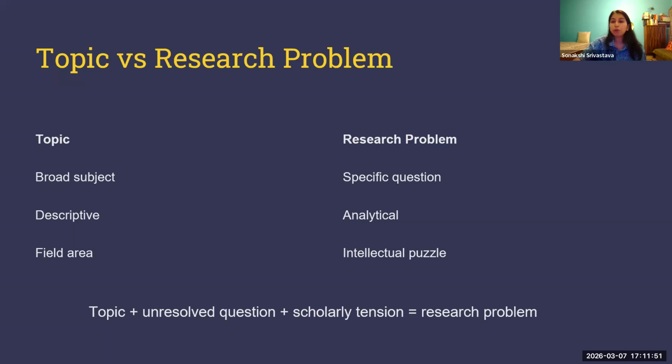A lot of times we fall into the habit of talking about a topic in the introduction. Do not do this. Topic is broad. What is it from the topic that you are talking about should be mentioned in the introduction. So basically, what is a research problem? Your topic plus the unresolved question plus the scholarly tension. That is your research problem. It is as specific as possible. It is not at all broad.